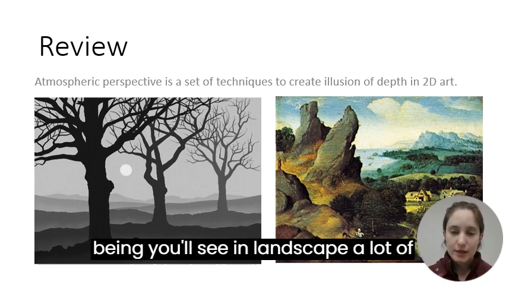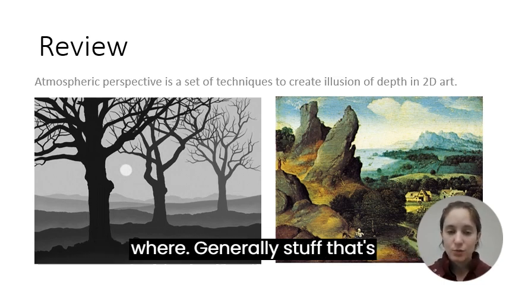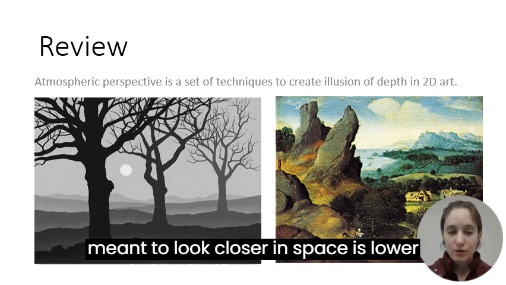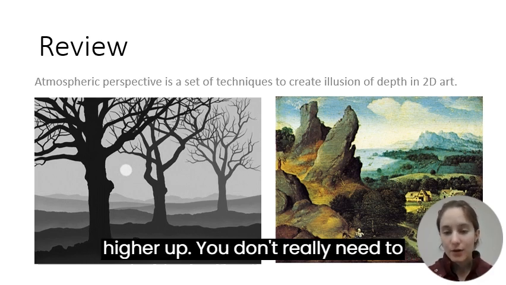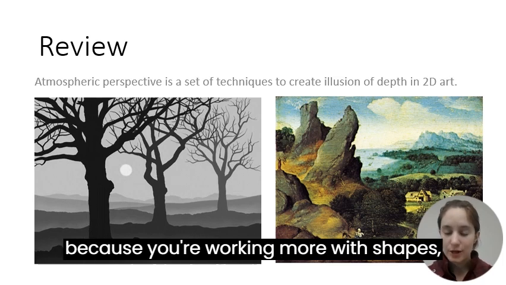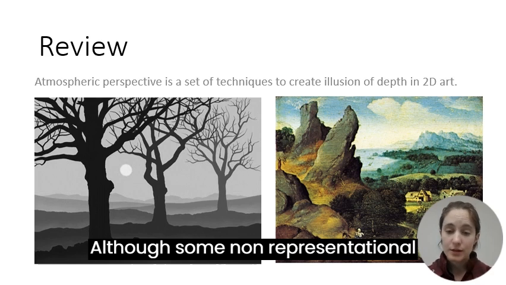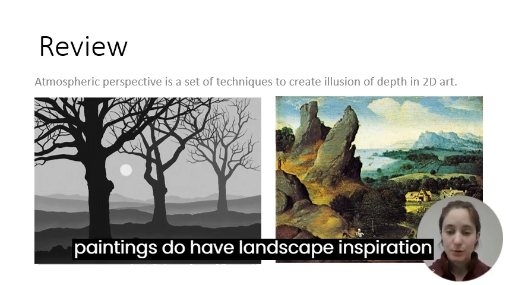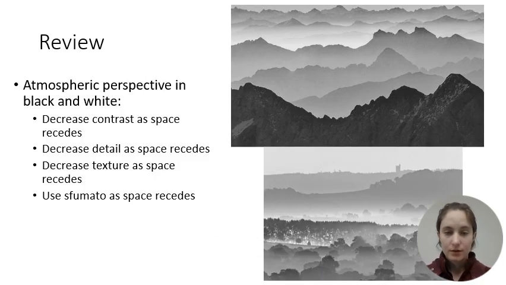The main difference being you'll see in landscape, a lot of the vertical placement logic is used, where generally stuff that's meant to look closer in space is lower down on the picture plane, and stuff that's meant to look farther away is higher up. You don't really need to follow that for non-representational because you're working more with shapes, lines, colors, that sort of thing. Although some non-representational paintings do have landscape inspiration and do use some of that logic, so that's certainly an option.